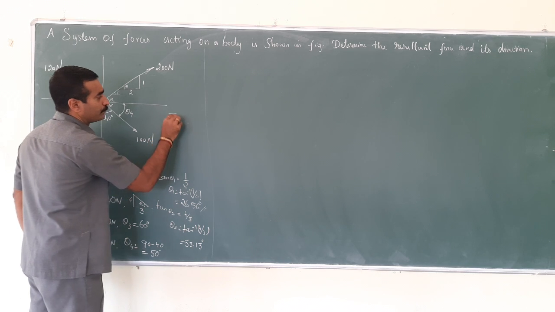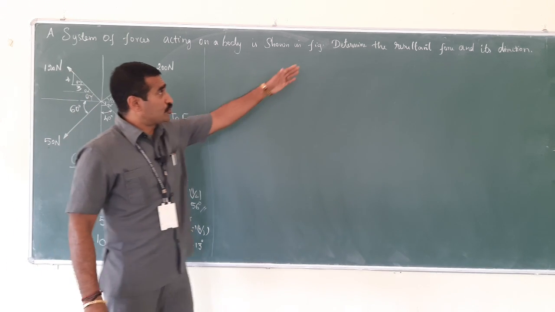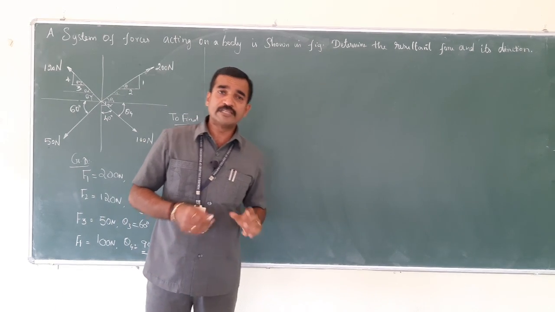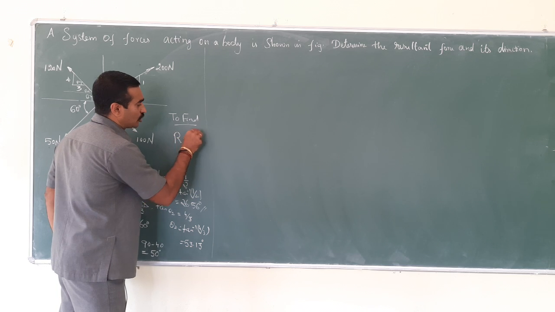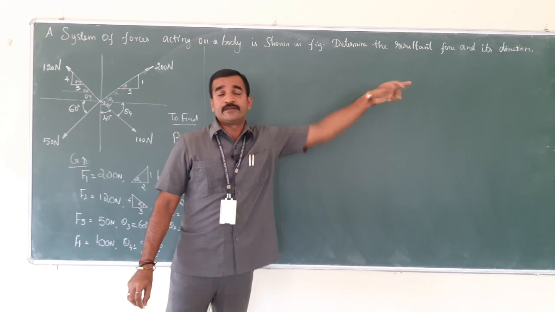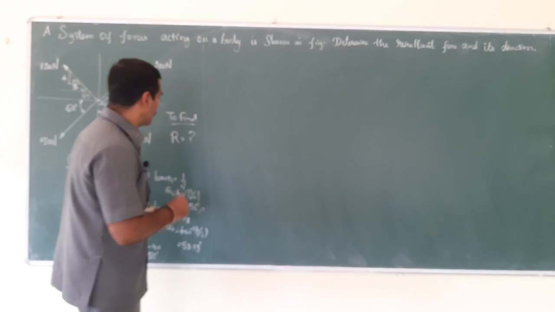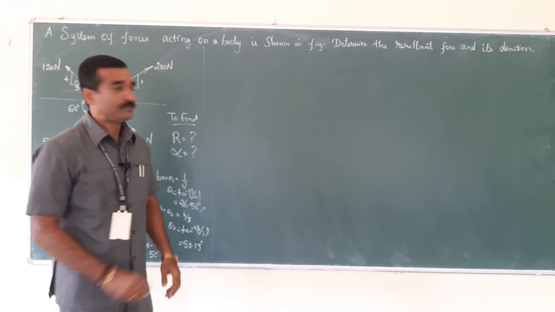Then, to find what has been asked in the question, determine the resultant force and its direction. That means the magnitude of the resultant can be represented by R, which is equal to what? And its direction, that is the direction of the resultant force, can be represented by alpha. Alpha is equal to what? Next, solution.